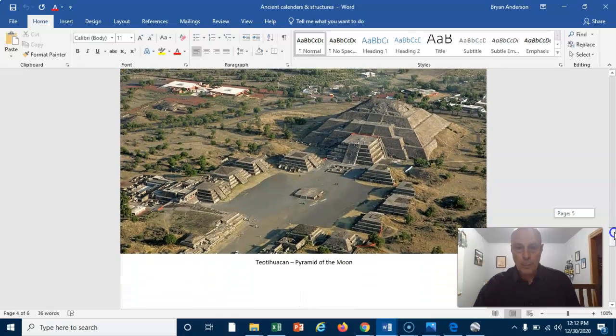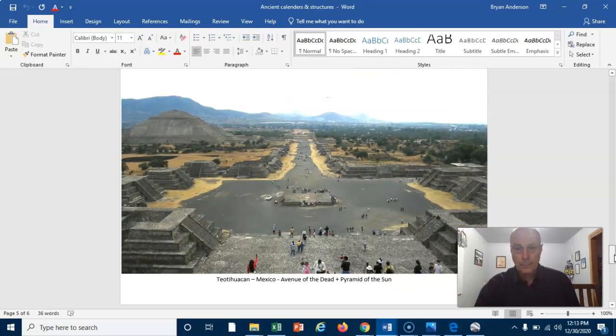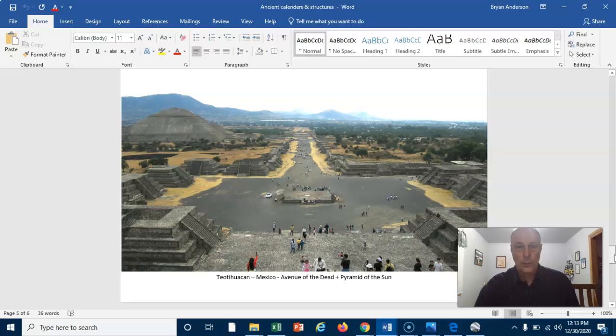Okay. If you go to Mexico, this is Teotihuacan outside of Mexico City, or very near Mexico City. These are some of the largest pyramids in the world. They rival the Great Pyramids in Egypt. These aren't quite as old as those, but this is the Avenue of the Dead, the Pyramid of the Sun.